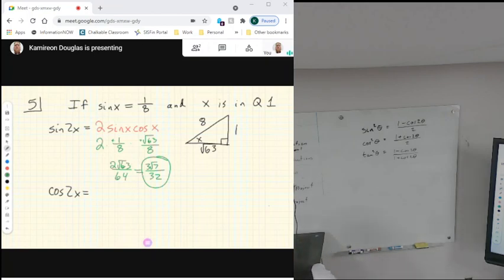A calculator can be of assistance with the last part of it, but a calculator cannot help you with the first part. If you do not know how to use the formula, if you do not know how to generate a picture, then you cannot solve this problem.